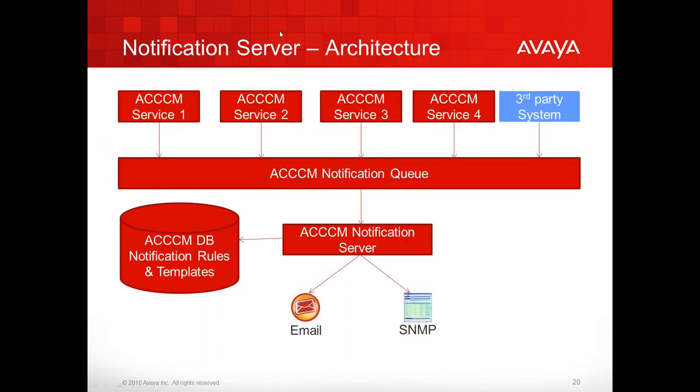This is the architecture of the ACCCM notification server or engine. As I mentioned earlier, in Release 7, all of the ACCCM system services report their status to a centralized queue. The consumer of the messages in this queue is the ACCCM notification engine. The notification engine fetches the data from the queue, saves it into the database, and based on my threshold definitions, sends an email or an SNMP message.